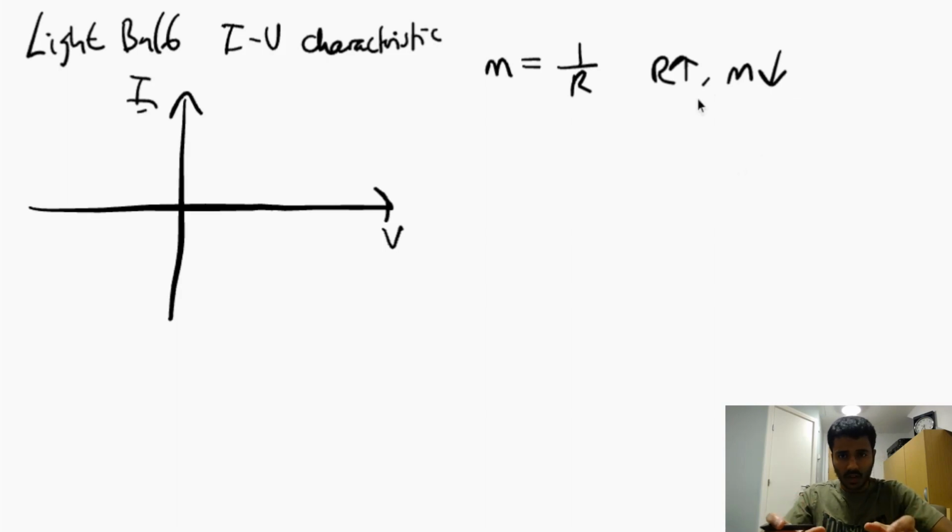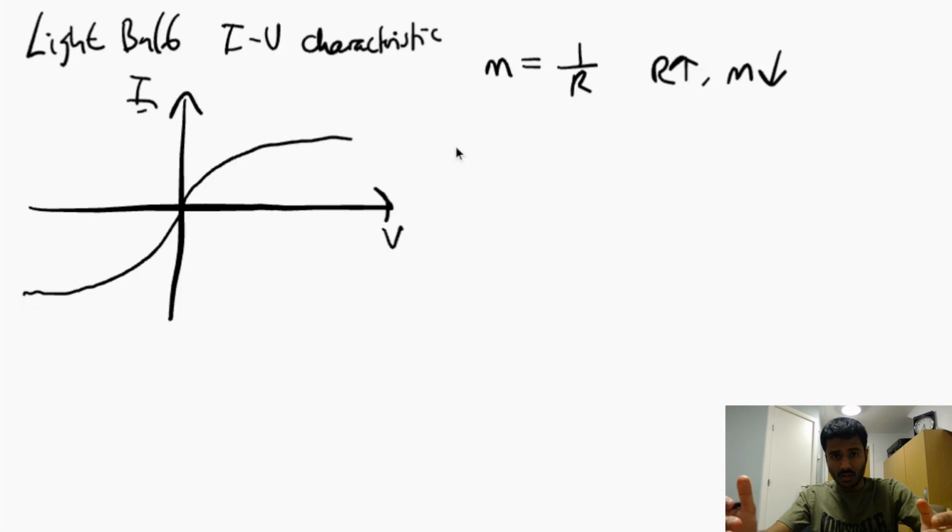If you look at the IV characteristic for a light bulb, you will see it looks something like this. As the voltage increases, so does the current. But due to the heating effect, the positive ions in the light bulb will vibrate more, creating greater resistance. So there gets to a point where as you apply more and more voltage, the current increases by a lower and lower amount. And that's why you can see here that the gradient, which is equal to 1 over R, decreases as voltage increases.